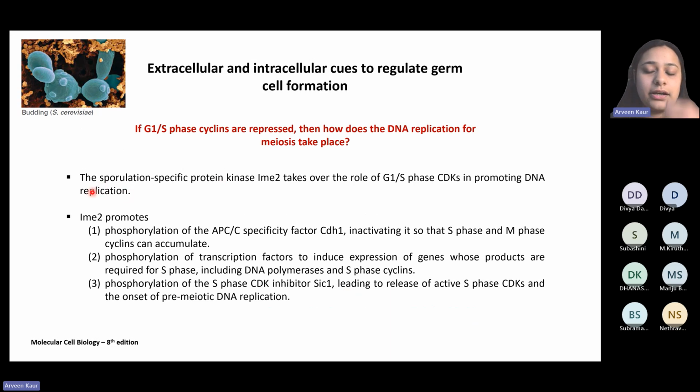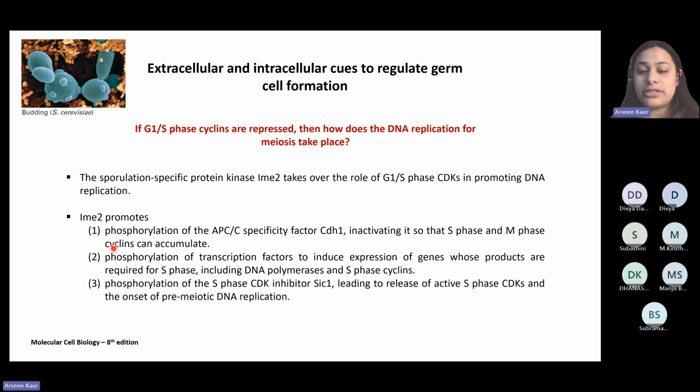For this, there had been experiments that were performed, and now we know that the sporulation-specific protein kinase, that is IME2, takes over the role of G1/S phase CDKs in promoting DNA replication. Okay, so this is a protein kinase that is specific only for sporulation. The IME2, what does it do?